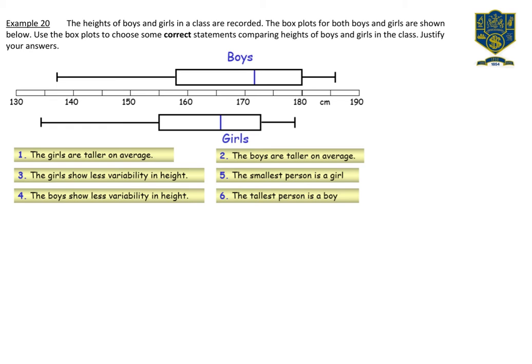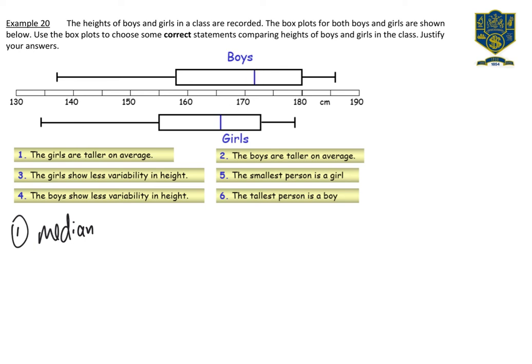Example 20: the heights of boys and girls in a class are recorded. The box plots for both boys and girls are shown below. Use the box plots to choose the correct statements comparing heights of boys and girls in the class. So, the girls are taller on average. Well, we can discount that straight away, because a good way of thinking about average is the median. And we can see that the boys' median is higher than the girls' median.